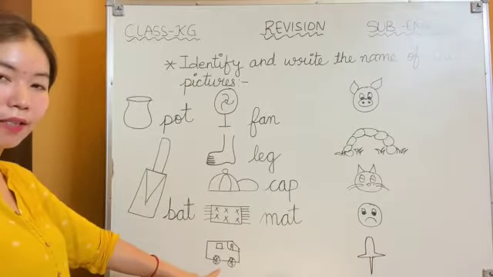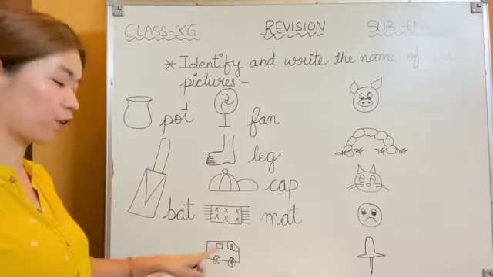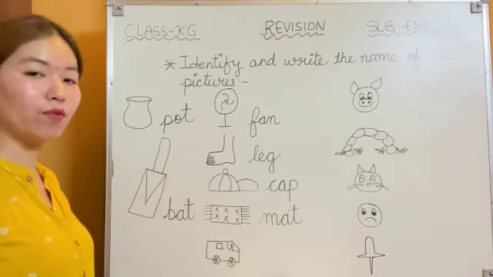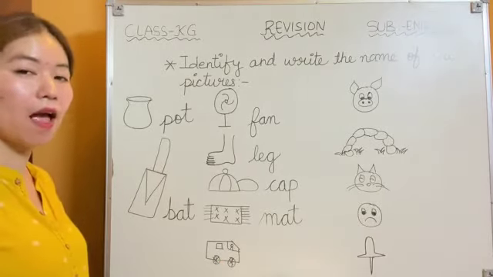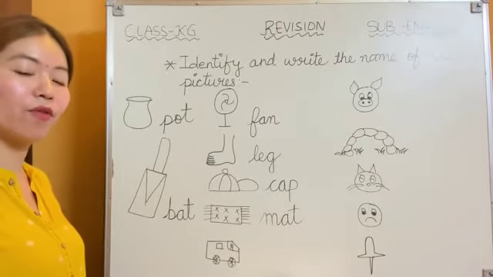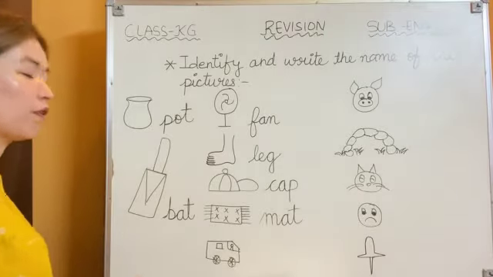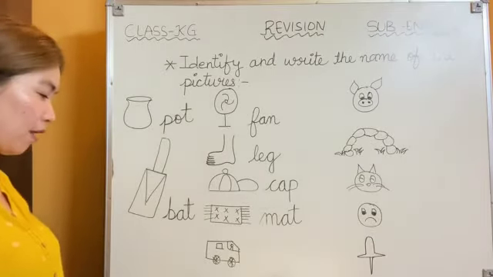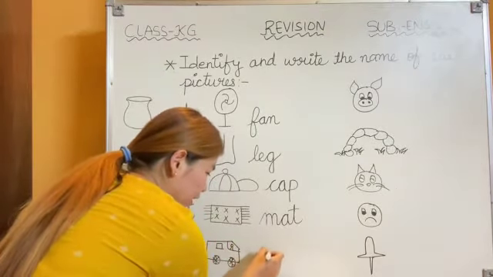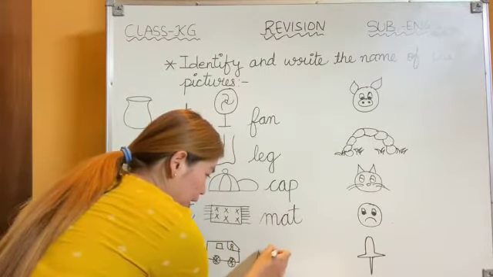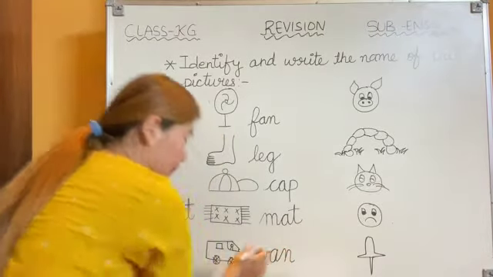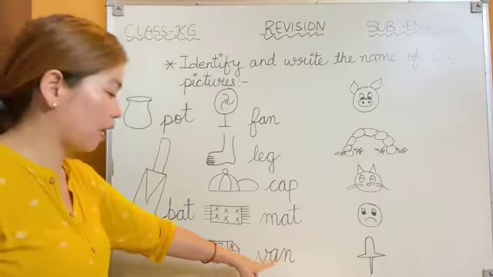Now what is this? Which picture is this? Van. The spelling of van is V-A-N, van. So here we will write the spelling of van. What is the spelling of van? V-A-N, van.